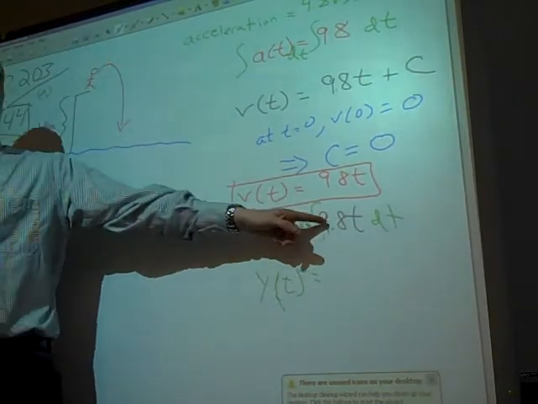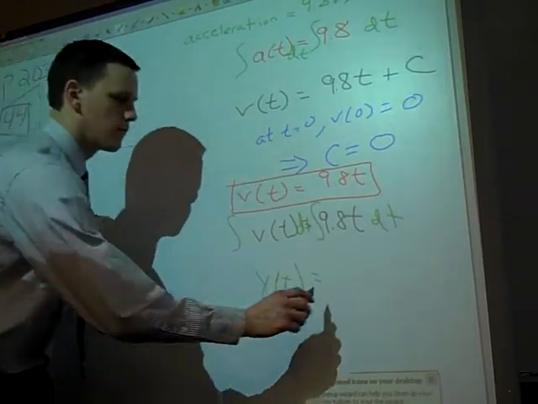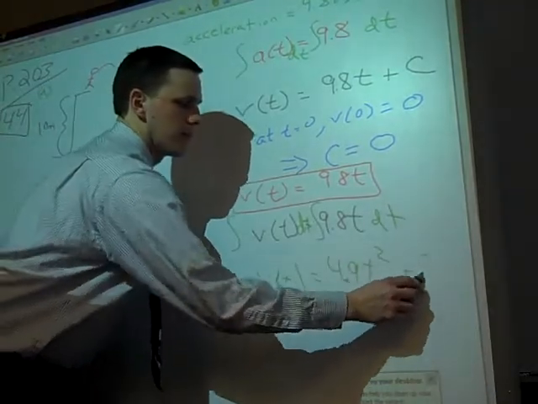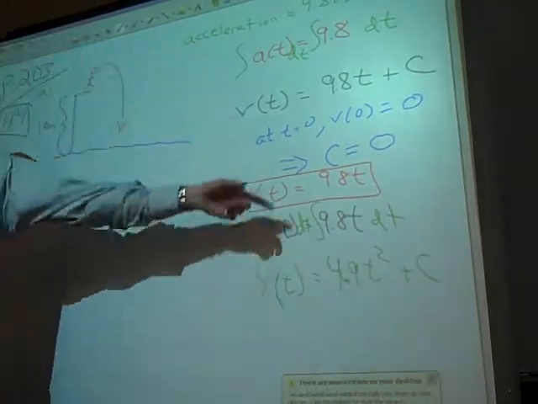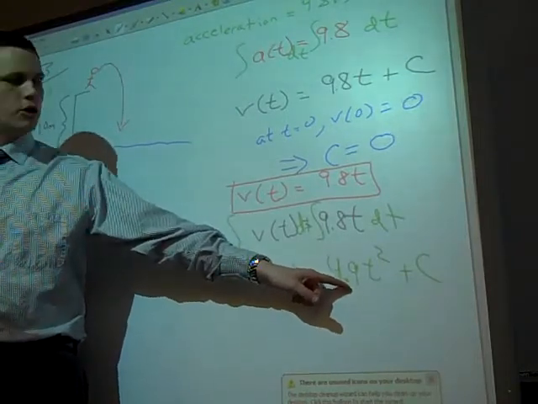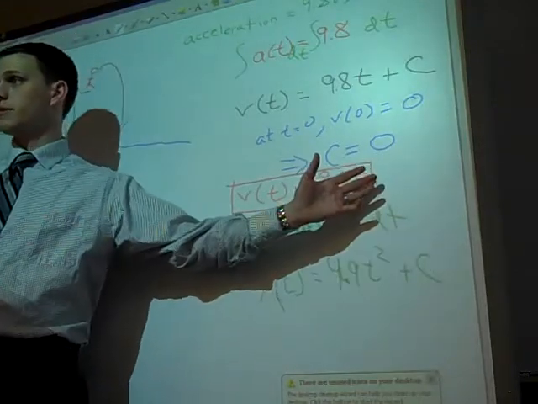And what's the antiderivative of 9.8 t? 4.9 t squared. Dylan, where did the 4.9 come from? Yeah, 9.8 divided by 2. If you take the derivative of 4.9 t squared, you get 9.8 t. And the derivative of c is 0, so that's why you don't see it.